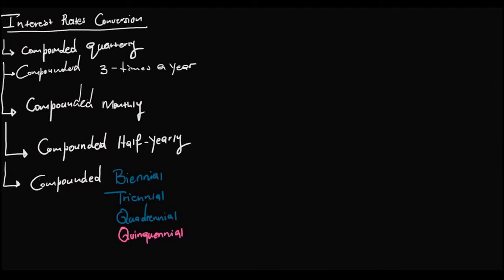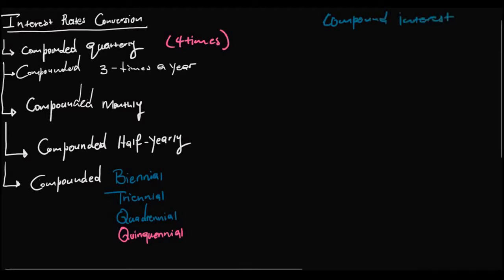In this video, we're going to be looking at interest rates conversion, and we're going to be looking at compounded quarterly, 3 times a year, monthly, half yearly, biennial, triennial, quadrennial, quinquennial. So compounded quarterly is basically 4 times a year, and then we're going to look at compound interest and how these affect it.